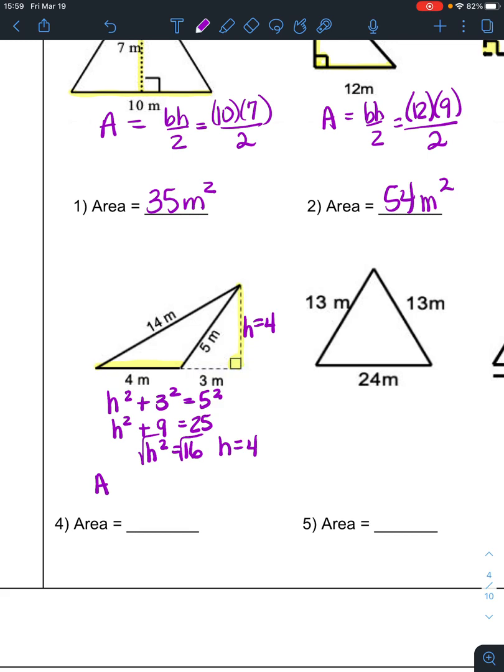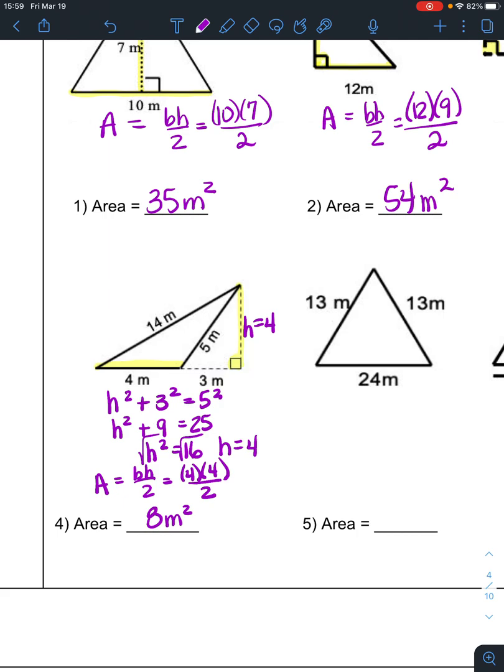So now I use the equation for area. Area is base times height over 2 because it's a triangle. The base of 4, the height of 4, and then divide by 2. So I find out that the area is 8 meters squared.